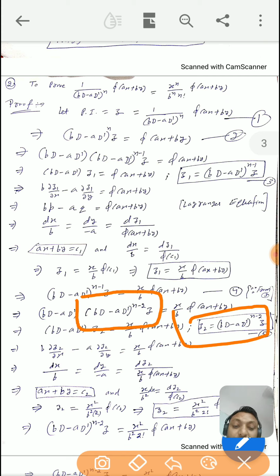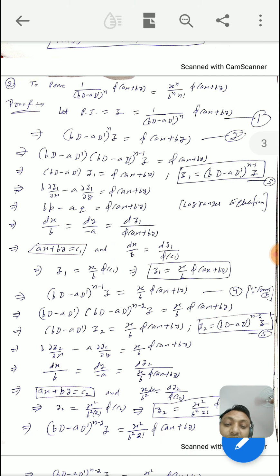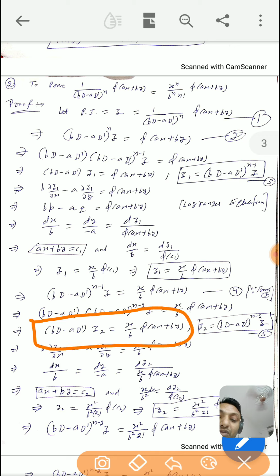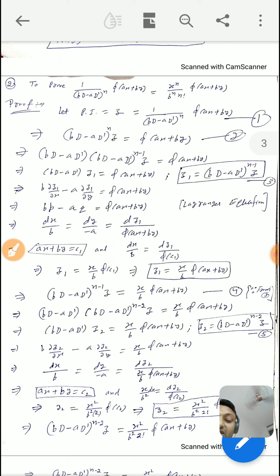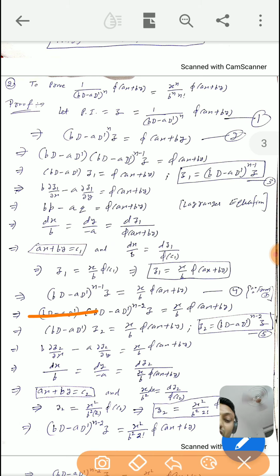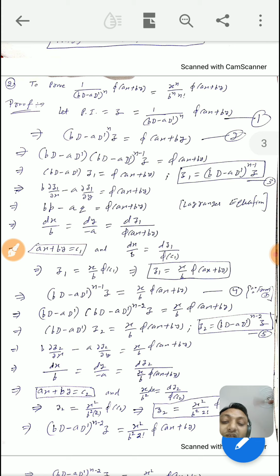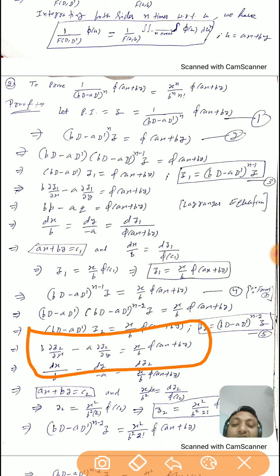So substituting the value of z2 here, we get (BD minus AD dash) z2 is equal to X by B phi of AX plus BY. So again operating this on z2, because D is equal to del by del x and D dash is equal to del by del y, we get B del z2 by del x minus A del z2 by del y is equal to X by B phi of AX plus BY. This is again nothing but the Lagrange's equation, Lagrange's form.